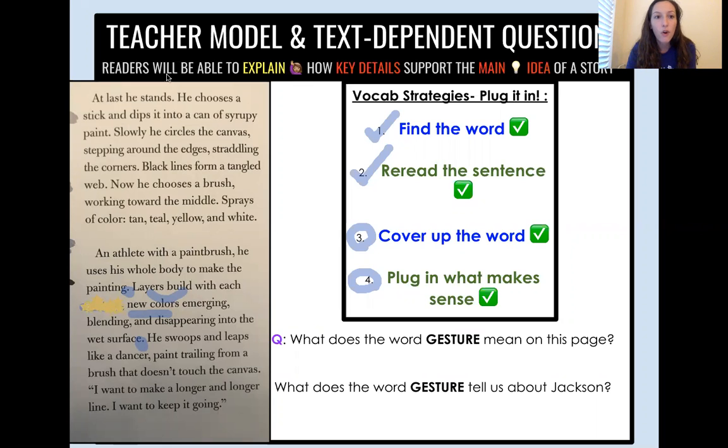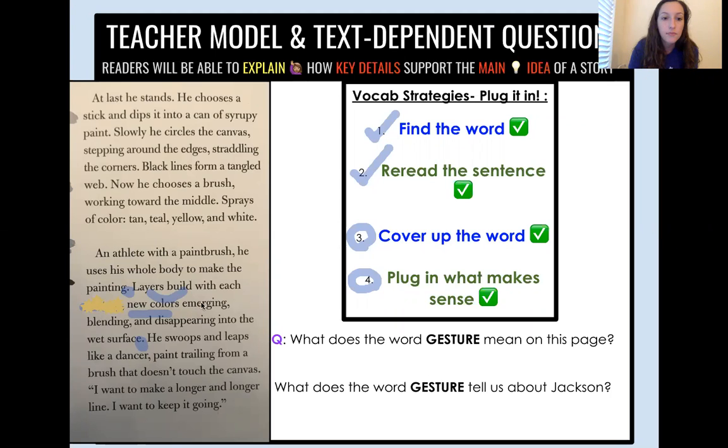And like I said before, we know that the word gesture is important because in this sentence, it's making layers and it's making colors. So if it's making layers and it's making colors, two things I can think of that have layers and that have colors is a rainbow. So we're going to practice plugging it in. When we get to the word gesture, because it's covered up, instead of saying gesture, I'm going to say rainbow. You're going to think about, does the word rainbow make sense in the sentence if we plug it in?